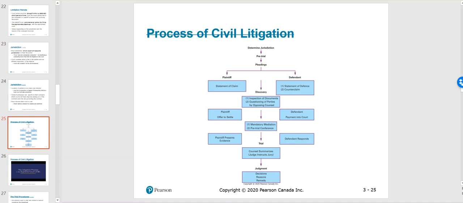So the process of civil litigation. It's important that you understand what those terms and documents are. Plaintiff, as I said, is the one who sues, and defendant is the one who's being sued. You should also know the documents they file, up until the decision. So you should have an idea of those names and what they are.